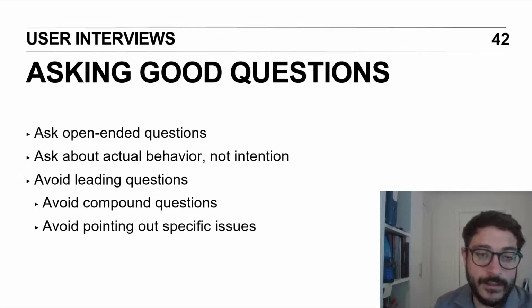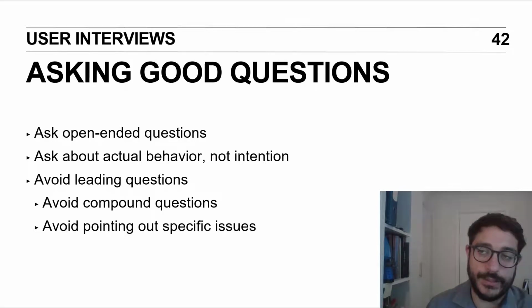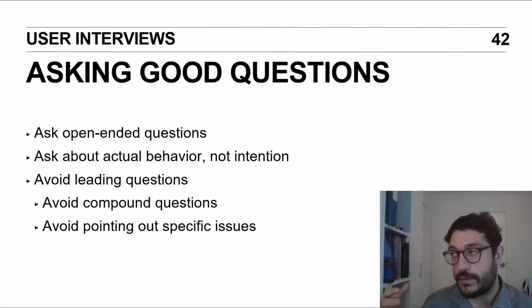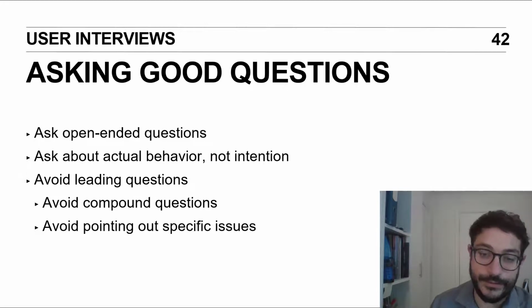Asking good questions. Ask open-ended questions because the user might give you more information that can lead to more answers. Ask about behavior, not intention. Avoid leading the questions. Avoid the compound questions. Avoid pointing out specific issues.